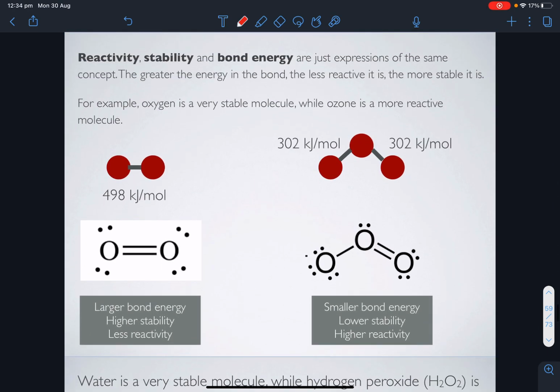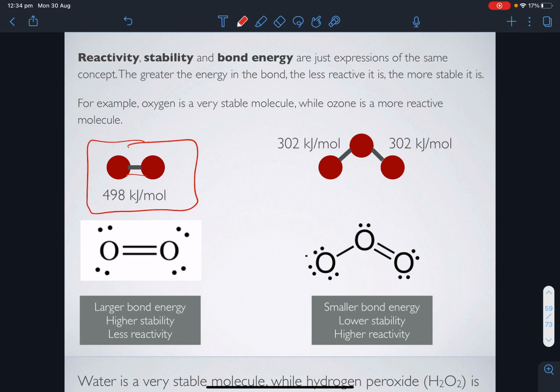Okay, so let's look at two examples. For example, oxygen is a very stable molecule, while ozone is more reactive. Oxygen has just one double bond in it, and there's 498 kilojoules per mole in there. Larger bond energy, higher stability and less reactive.